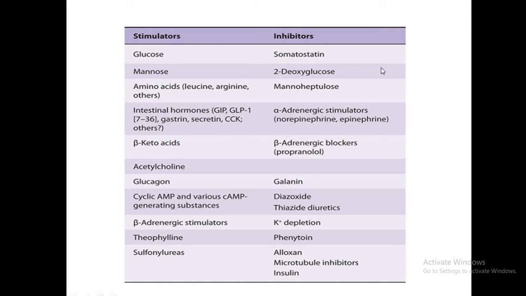On the right hand side, you can see the inhibitors like somatostatin, 2-deoxyglucose, mannoheptulose, alpha adrenergic stimulation, beta adrenergic blockers, diazoxide, thiazides, hypokalemia, phenytoin, alloxan. You can infer from this slide that propranolol, thiazides, and alpha adrenergic stimulation all can cause hypoglycemia due to the inhibition of insulin release.